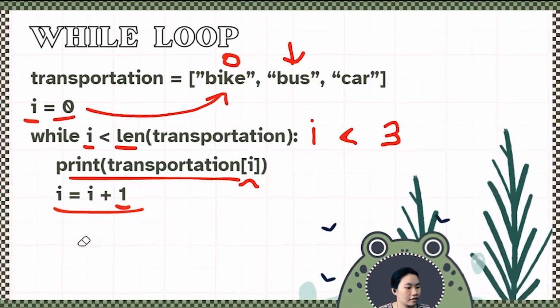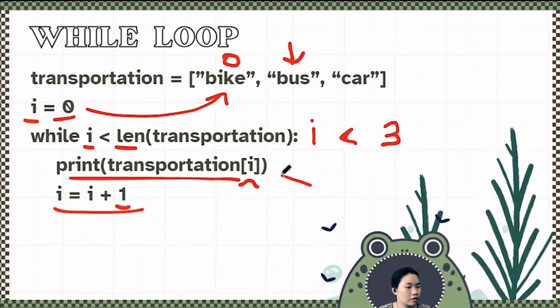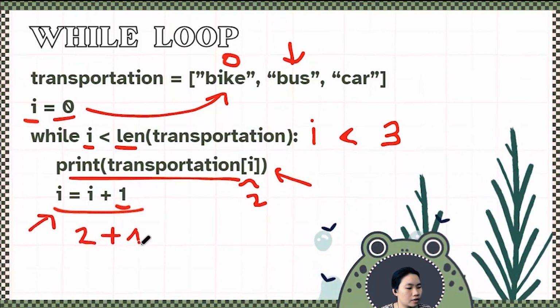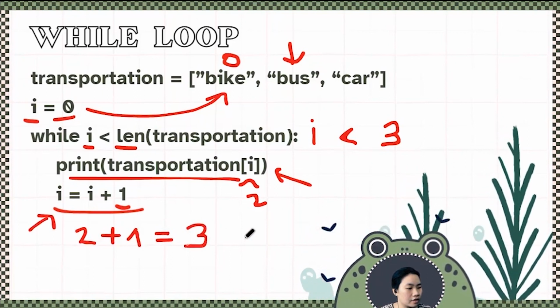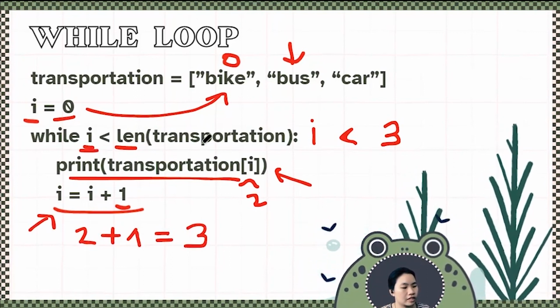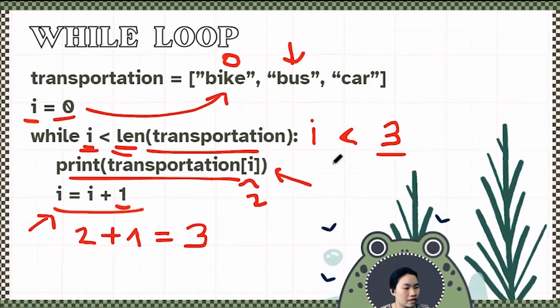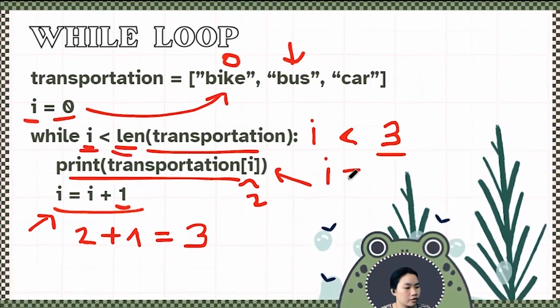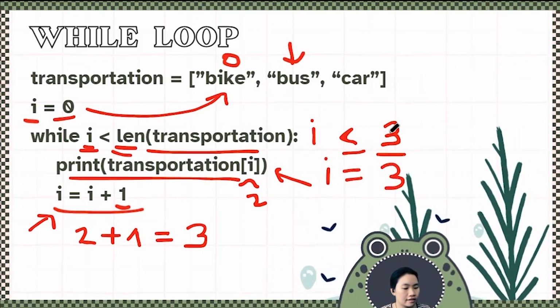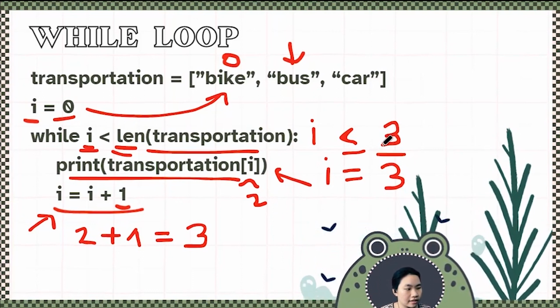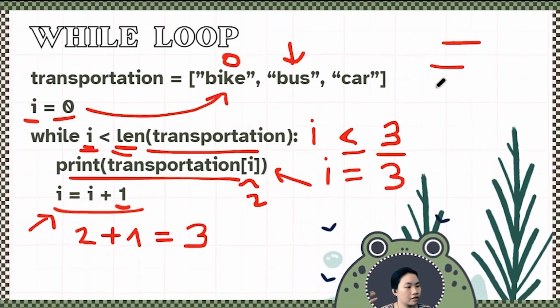Then Python goes up here again. It prints index number 2, all right? And then 1 is added to 2. What's 2 plus 1? That is 3. But now I becomes 3, and it is no longer less than the length of transportation, which is 3. It would be I equals 3 as opposed to I less than 3. Therefore, the while loop stops printing. So you just have bike, bus, car.